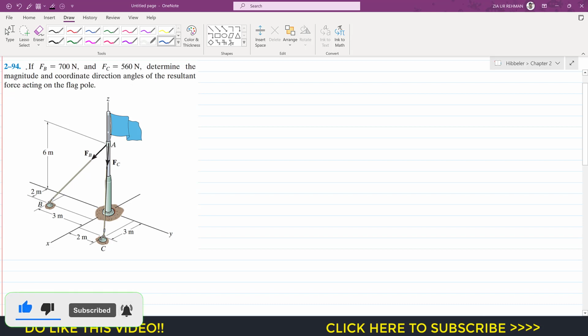Now we are going to solve this particular problem from Hibbeler Statics. In the problem it is said that if FB magnitude is 700 Newton and FC magnitude is 560 Newton, determine the magnitude and coordinate direction angles of the resultant force acting on the flag pole.